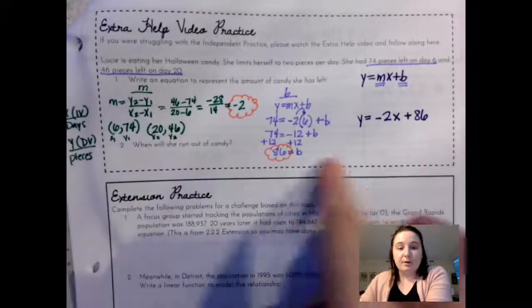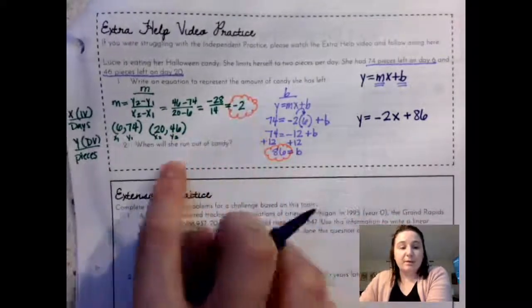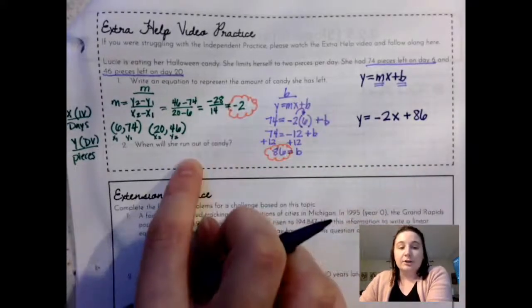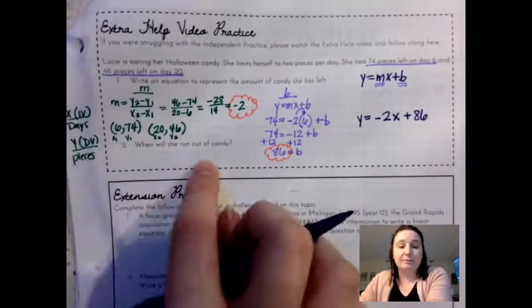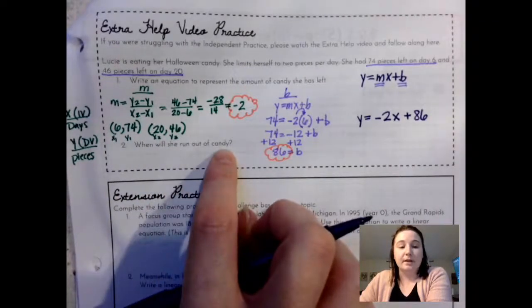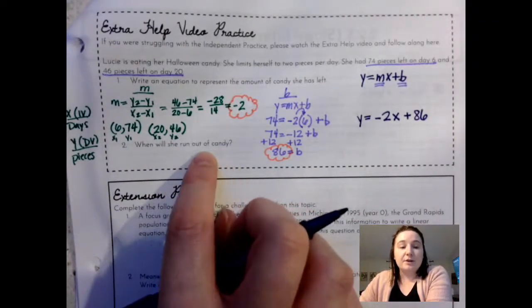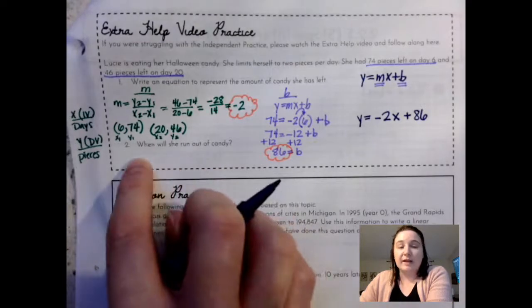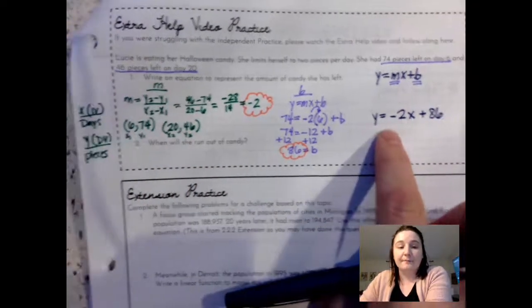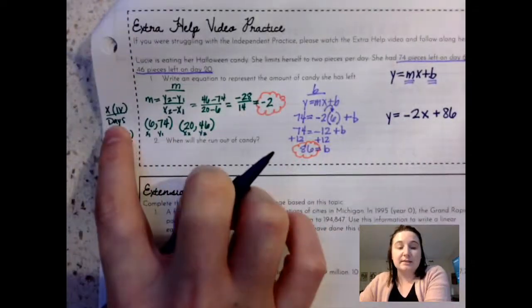So this is the bulk of the work, but then typically they'll ask you a follow-up question. So using your linear model, how can you predict something in the future? So it says, when will she run out of candy? And so you have to figure out if they're asking for you to find the x or the y. Like, are you going to plug in something for x or for y? Well, we said that x represents the days.